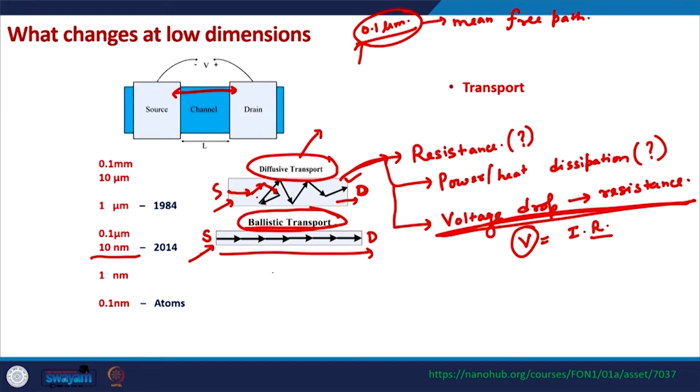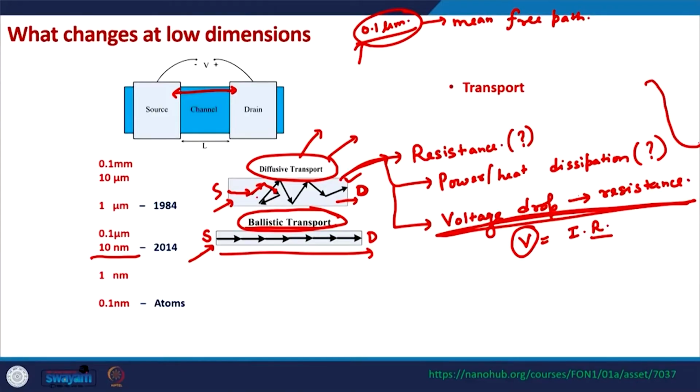And these questions cannot be answered from our conventional understanding of the transport, from our conventional diffusive-transport understanding of the resistance, because in that case the resistance was because of the collisions in the channel, which also contribute to heat dissipation or power dissipation, and also the voltage drop. But now none of that is happening, and we need to fundamentally ask this question in a different way. Okay? So, that is why this course is there. That is essentially the subject matter of this course.